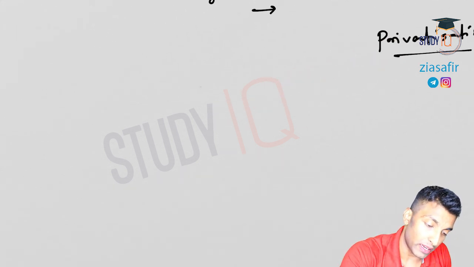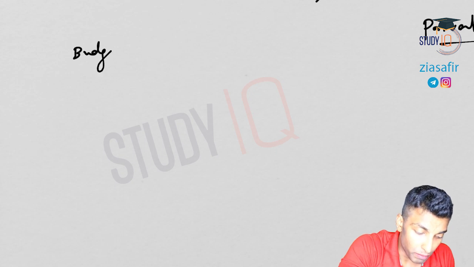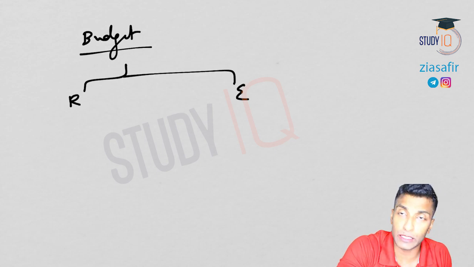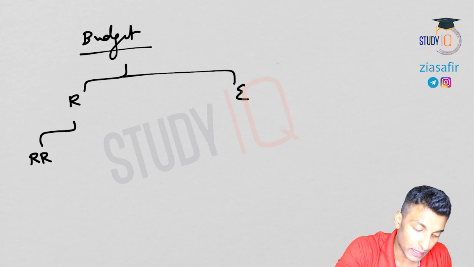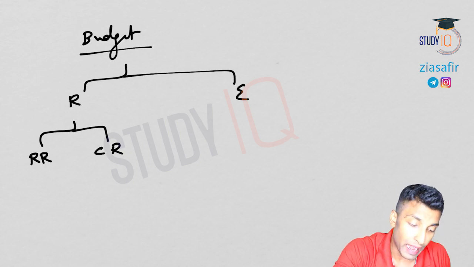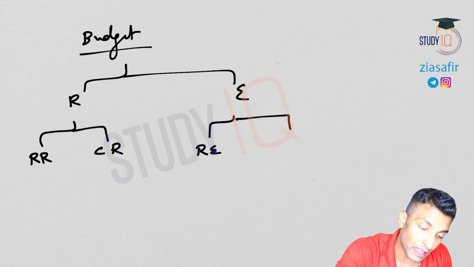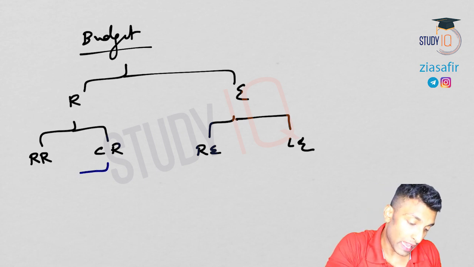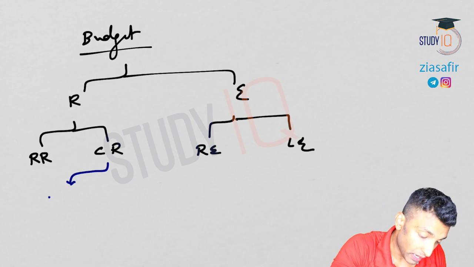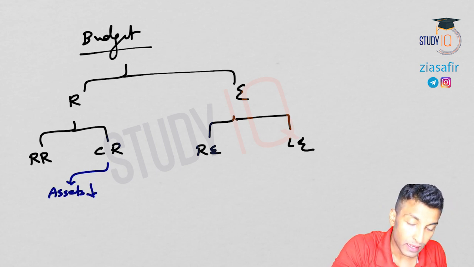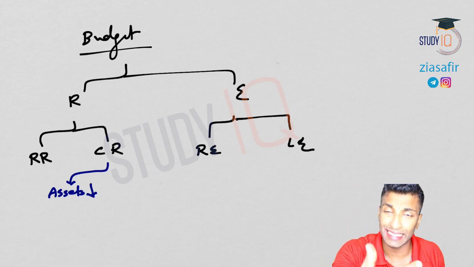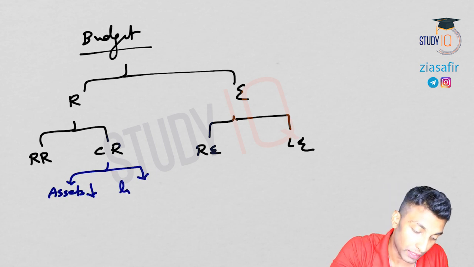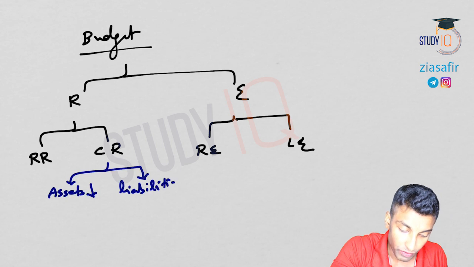When we discussed the budget, we saw receipts and expenditure. On one side receipts, on the other side expenditure. Under receipts we discussed revenue receipts and capital receipts, and then revenue expenditure and capital expenditure. Receipts means you are receiving money. If it is capital receipts, there are two possibilities. Either you sell your assets to get money, so your assets are decreasing, or you borrow from someone, so your liability will increase. These are the two possibilities when it comes to capital receipts.